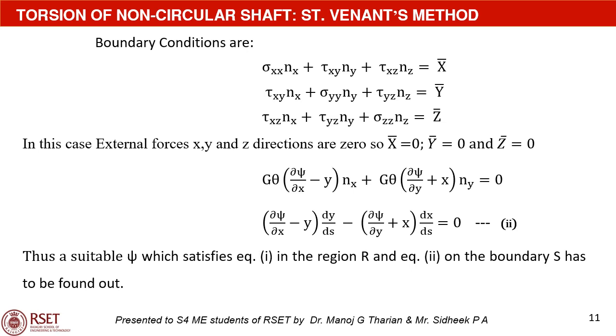Thus, we see that the Saint-Venant warping function psi should be such that it satisfies equation 1, that is ∂²ψ/∂x² plus ∂²ψ/∂y² is equal to 0 in the region R, and equation 2 on the boundary S.